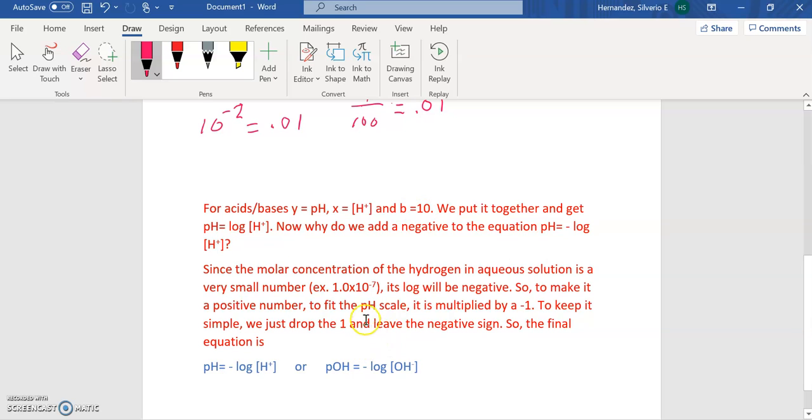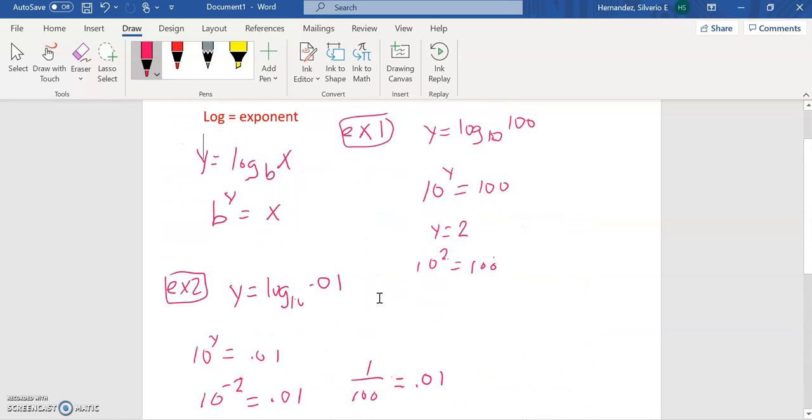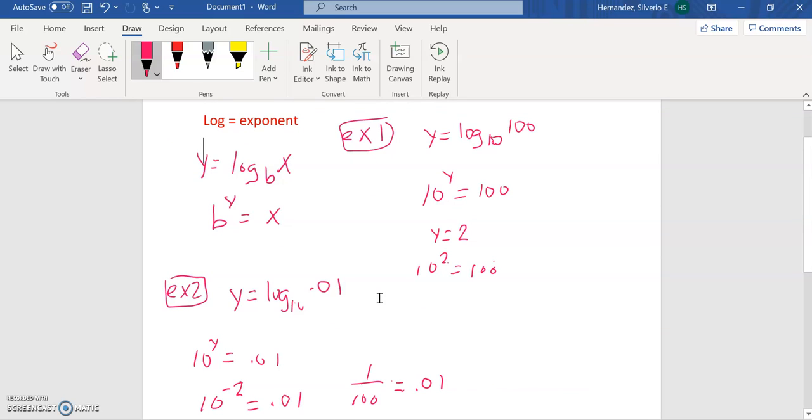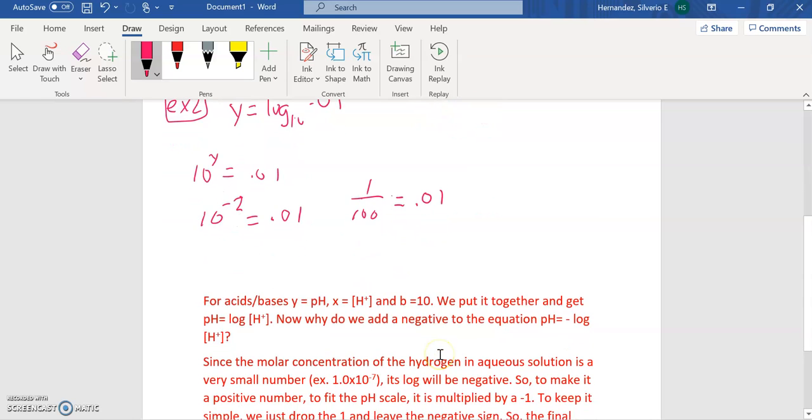Okay, for both equations. Now, why am I using 10 here? The reason I'm using 10 is for a specific reason, because the pH scale that we use to identify acids and bases is based off of 10, right? So the b is going to be 10 on the pH scale. So that's why we use b equal to 10.